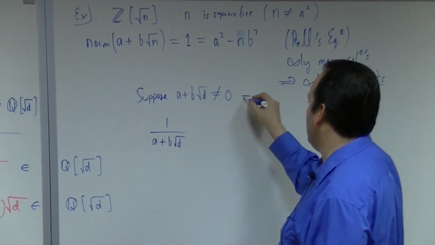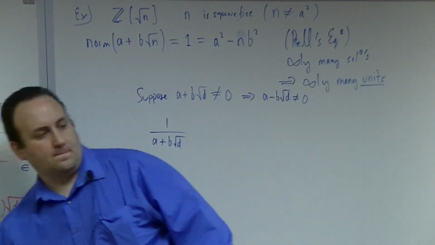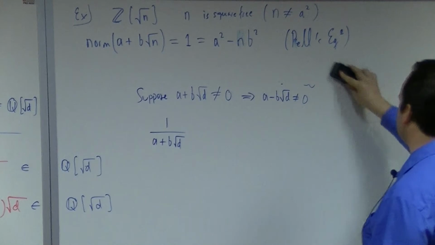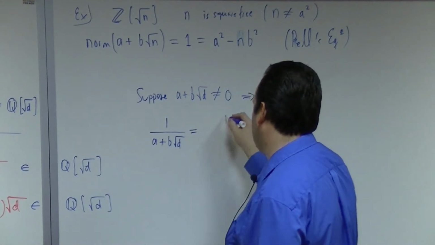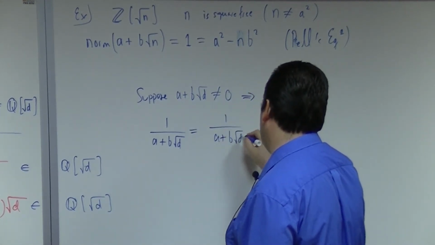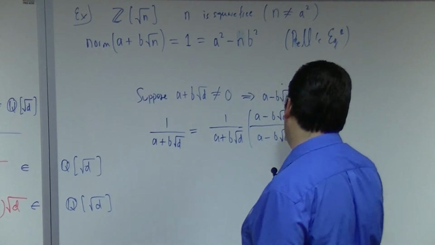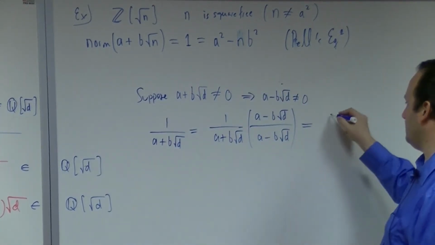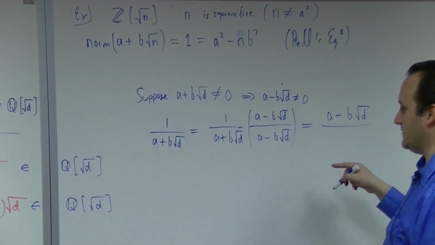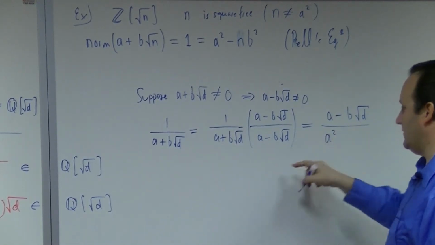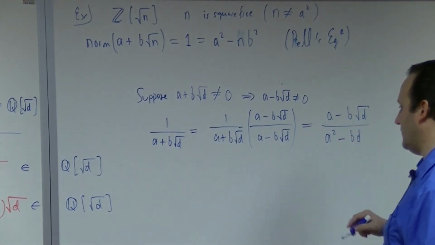If that's not 0, that implies that a minus b root d also is not equal to 0, right? And that's a complex number. More to the point, you can multiply this by the conjugate. What happens when you do that? We got the norm downstairs, that thing again working its magic. So we got a squared minus b squared d, I suppose.